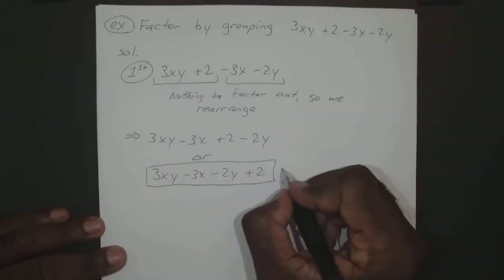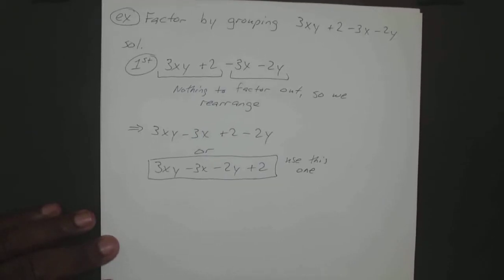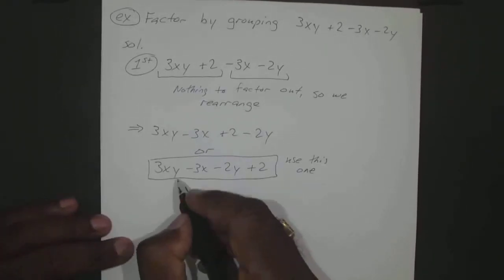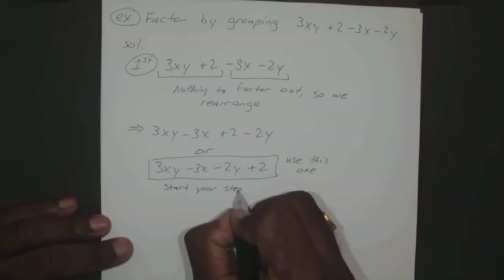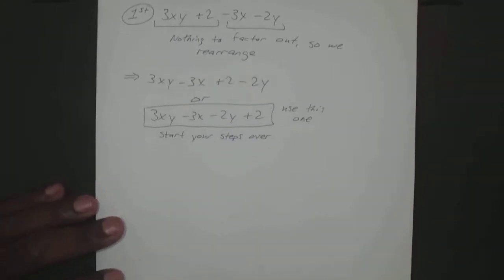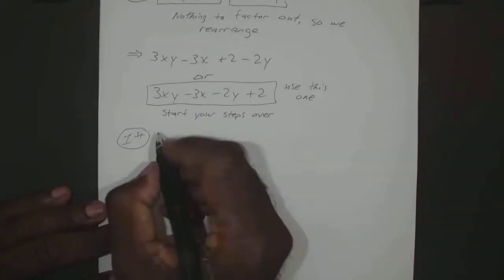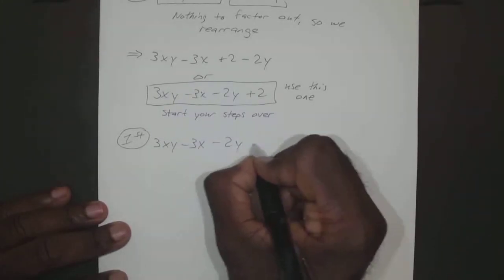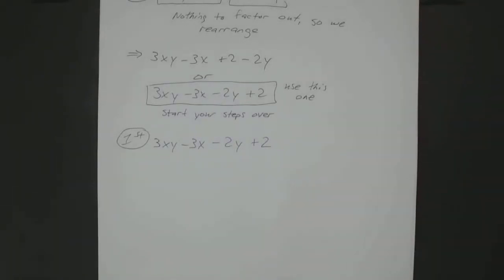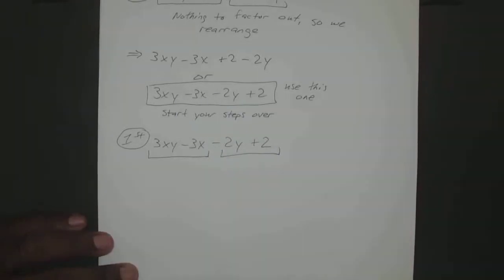So we'll use this one. Okay. So now we just start our first step over again. So start your steps over. Okay. So that means your first step is now you're working with this one. You have 3xy minus 3x minus 2y plus 2. Okay. So we just break that down to two smaller groups.